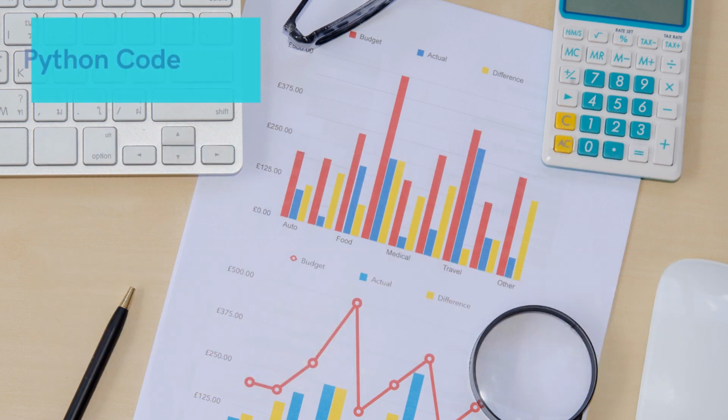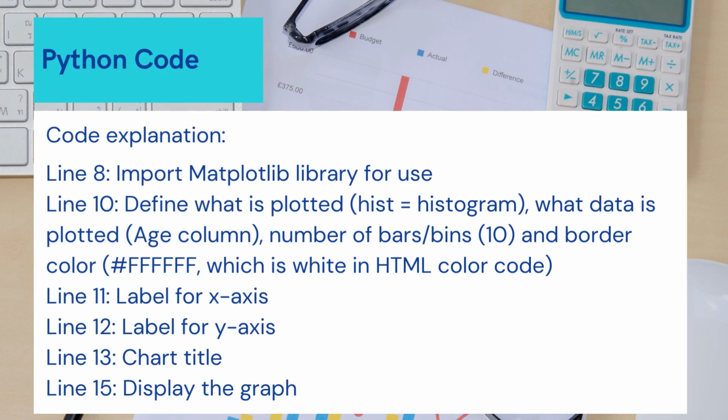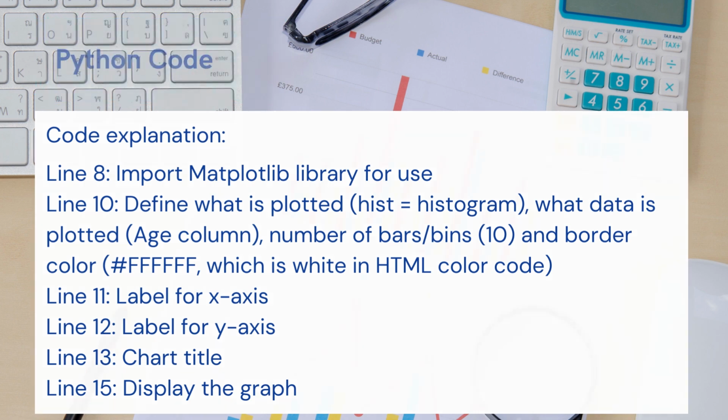plt.show. Code explanation. Line 8, import the matplotlib library for use. Line 10, define what is plotted: hist equals histogram, what data is plotted, the age column, number of bars or bins, 10, and border color, #FFFFFF, which is white in HTML color code. Line 11, label for the x-axis. Line 12, label for the y-axis. Line 13, chart title. Line 15, display the graph.